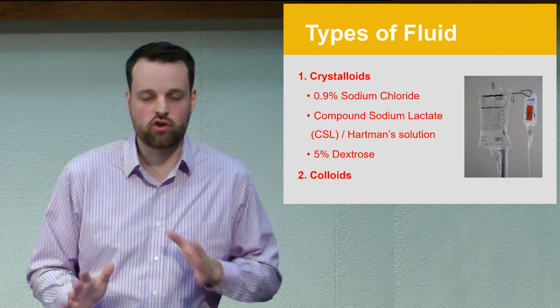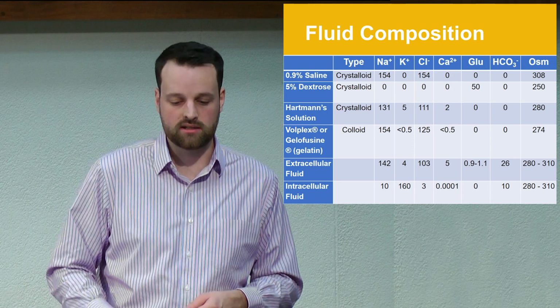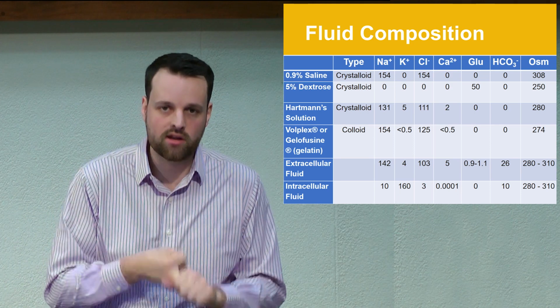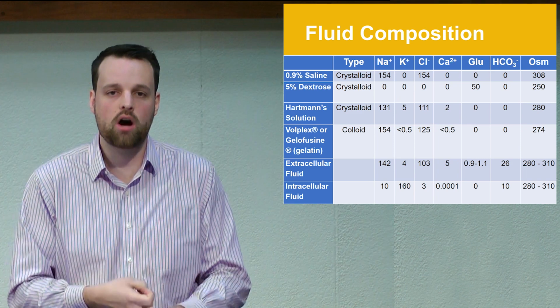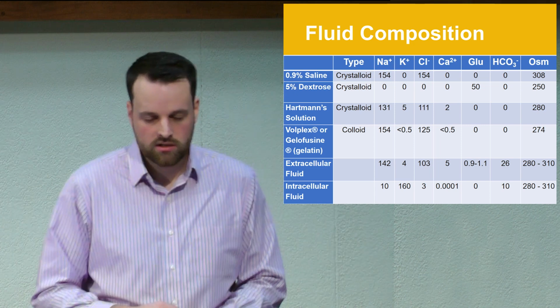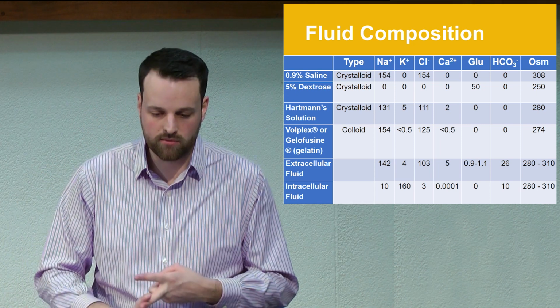So I'm just going to concentrate on crystalloids, and I'm going to talk about 3 different types of commonly used crystalloid. 0.9% sodium chloride, compound sodium lactate, which can also be called Hartmann's solution, and 5% dextrose. So let's talk first about compound sodium lactate and 0.9% sodium chloride.